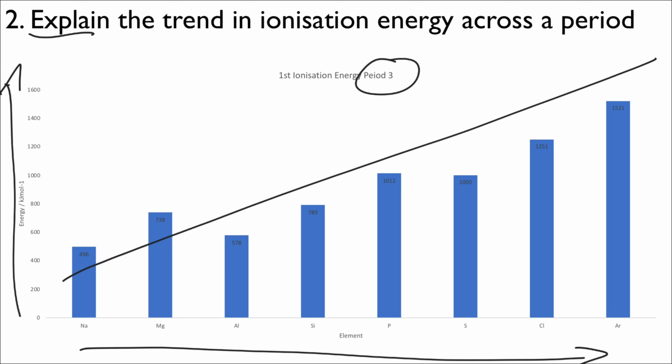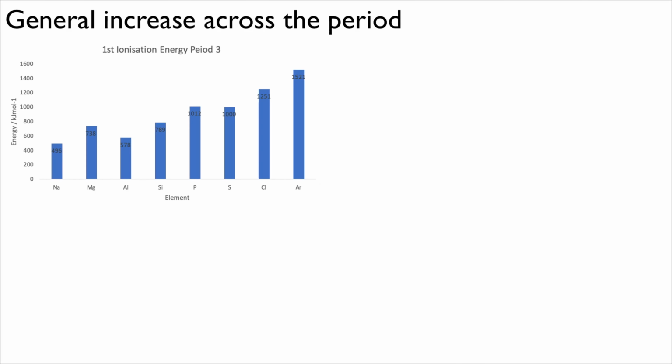Okay, there are 2 deviations from this increase. There is a deviation here for aluminium, it decreases, and there is a deviation for sulfur here, it also decreases. Okay, but generally all of the rest of them increase. So let's look at it in more detail and let's think about why.